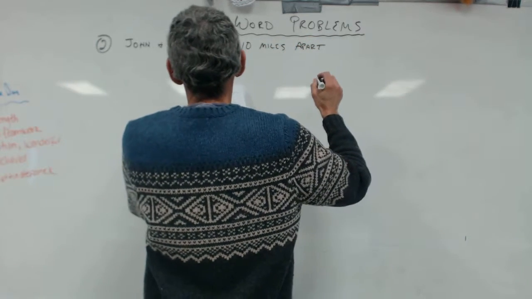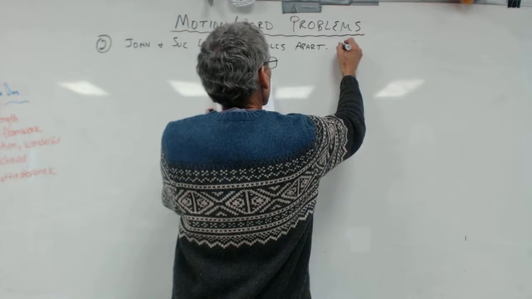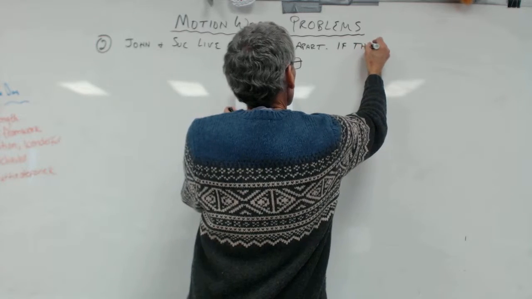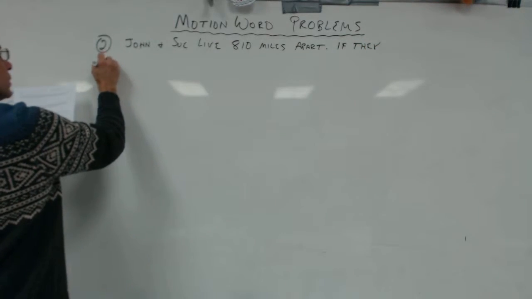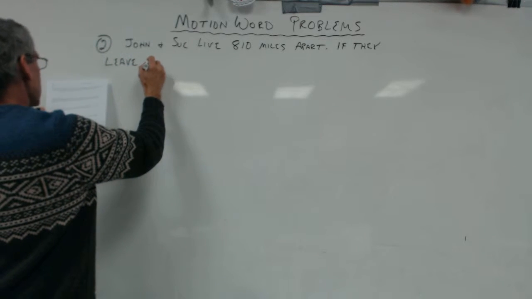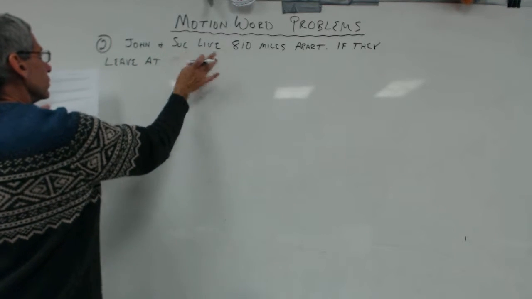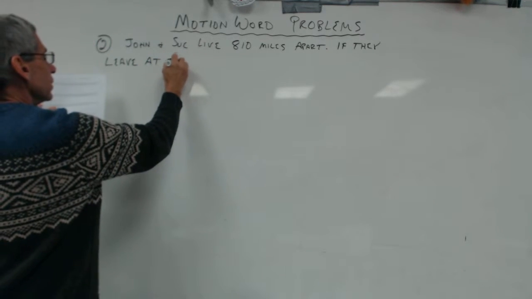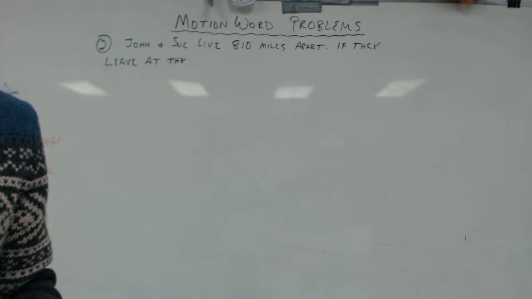Okay, John and Sue live 810 miles apart. They have a zip line connecting their two houses. Let's use a zip line. On the zip line connecting their two houses, how long does it take for them to get together? Okay guys, please start writing. You should be writing right now.